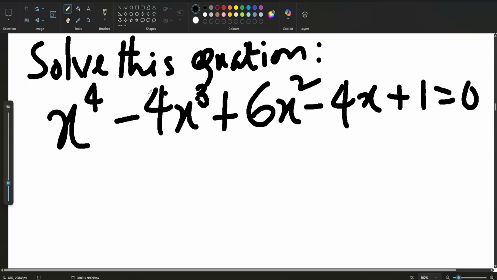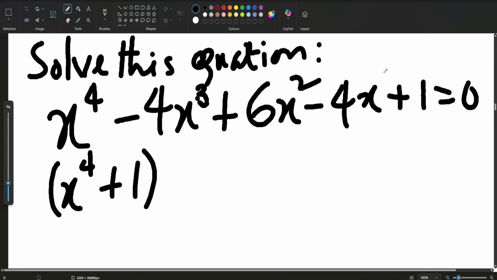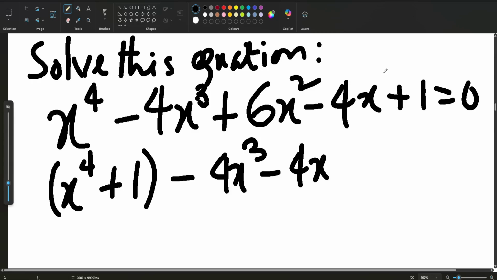So the first thing is we are going to bring the terms with coefficient 1, this one and the last one, together. So we have x raised to power 4 plus 1. Then we have minus 4x cubed and minus 4x, and we also bring them together. Then plus 6x squared.